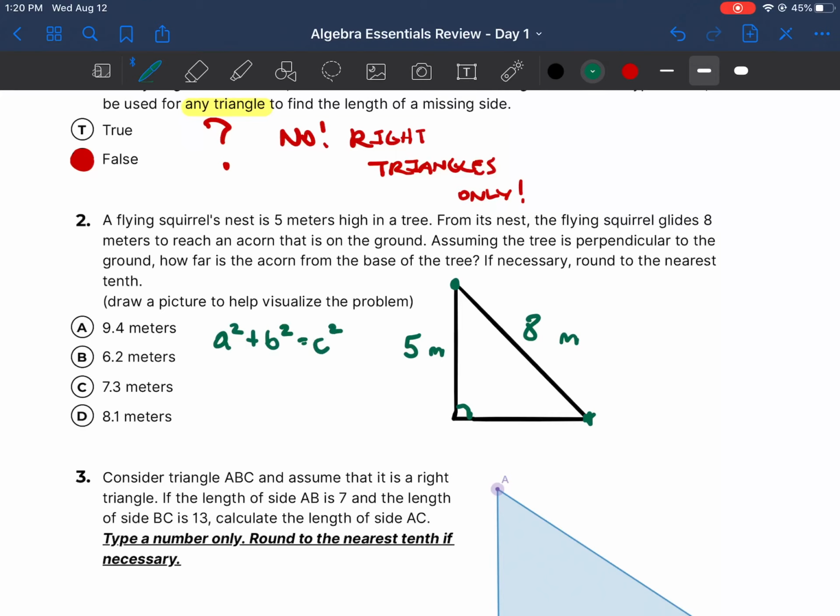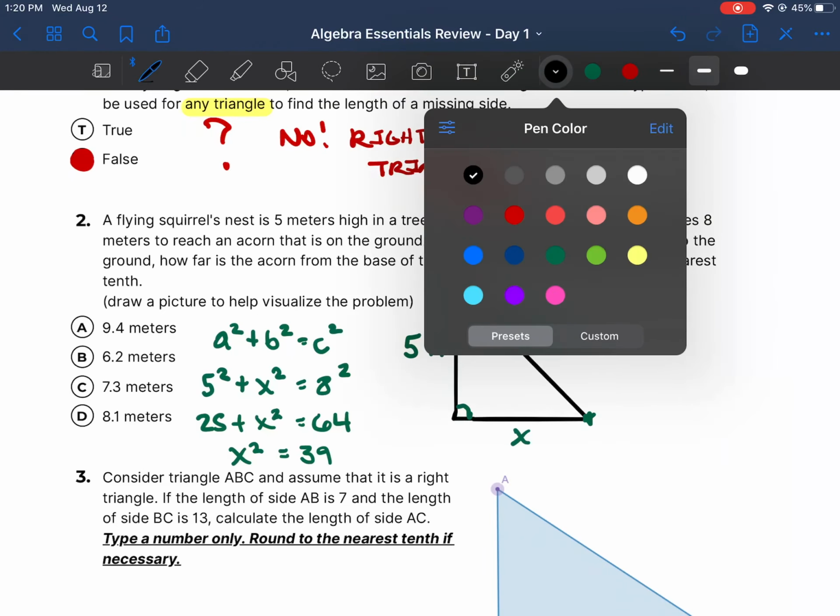So what we are essentially looking for is the other leg, and I'm just going to call it x. So we know that the two legs are 5 and x, so 5 squared plus x squared will equal the hypotenuse squared, which is 8 squared. So 25 plus x squared equals 64. Let's go ahead and subtract 25 from 64, and we're going to get 39. So x squared equals 39. Let's go ahead and take the square root of both sides.